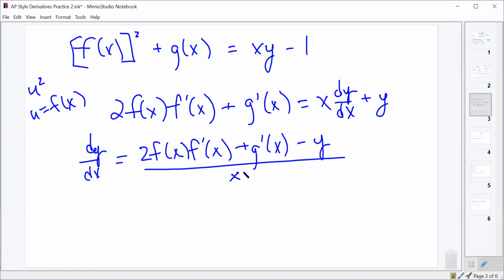Everybody good with that as the derivative? As our dy/dx value? Yeah. All right. So then we need to evaluate this at the point (3, 1).